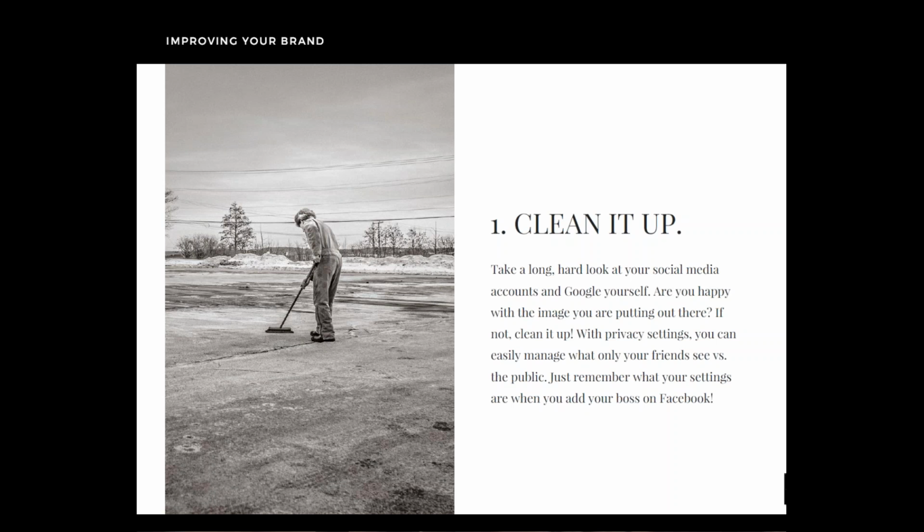Take a long, hard look at all your social media accounts and even Google yourself, which I actually recommend you do quite frequently because you never know what could pop up down the road. So are you happy with the image that you're putting out there? If not, clean it up. And with privacy settings, you can usually manage what only your friends see versus the public, but just remember the settings when you add your boss on Facebook.